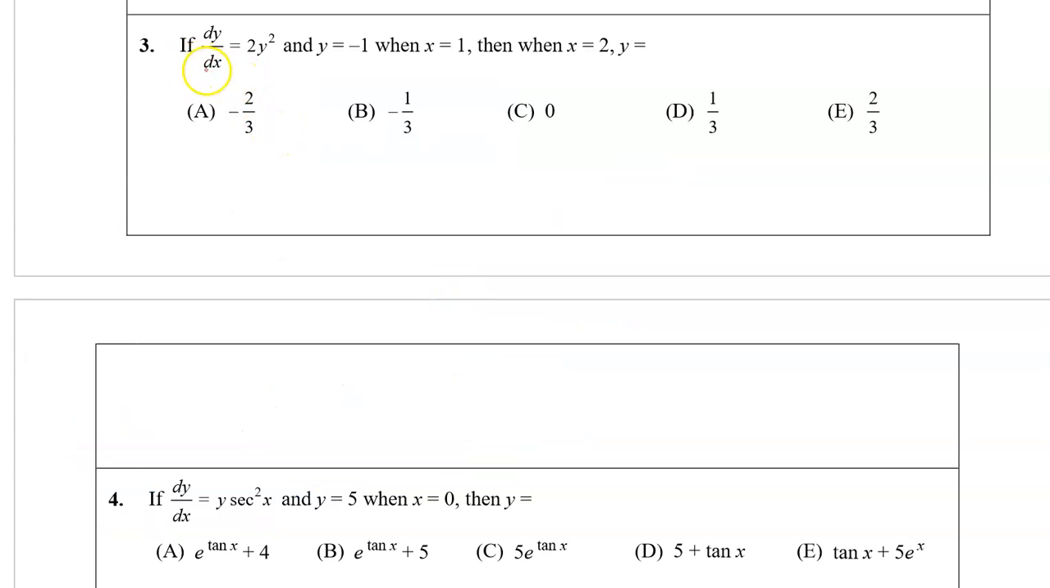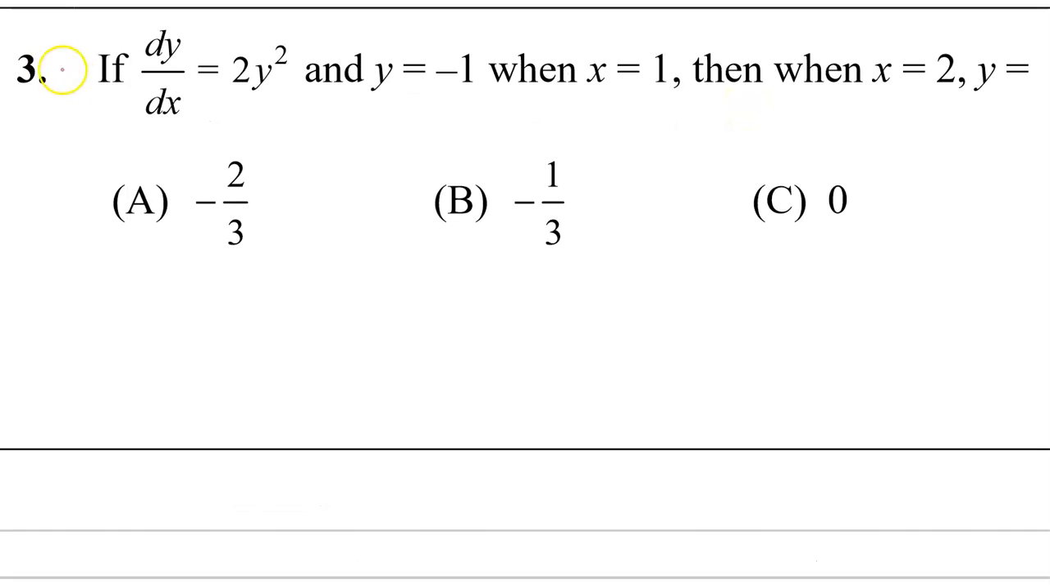Number 3, if dy dx equals 2y squared and y equals negative 1 when x equals 1, then when x equals 2, y equals which of these? Let's start by solving this separable differential equation. We need to get all of the y's on the left and all of the x's on the right. We can begin by moving dx over to the right by multiplying both sides by dx.